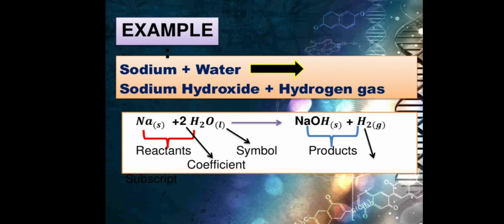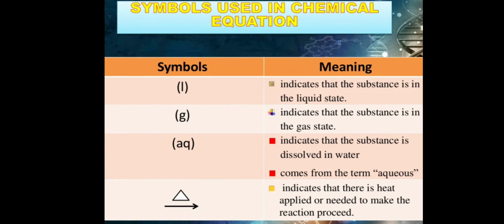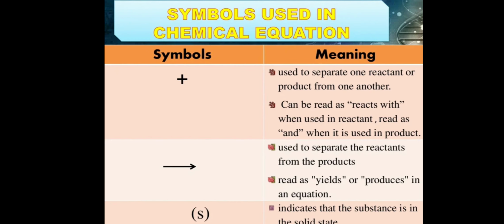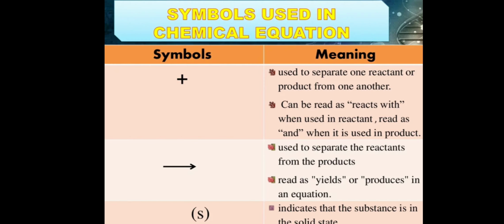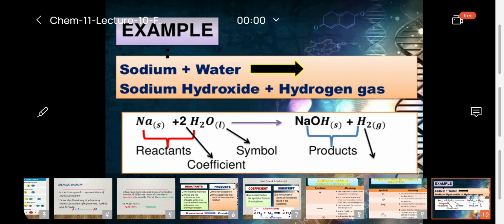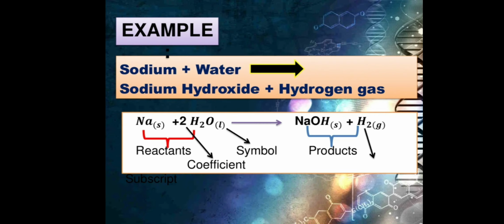Okay, let's proceed. Let's now try an example. Sodium plus water. What will be the product? We have sodium hydroxide plus hydrogen gas. The symbols are being discussed here too. The plus sign is used to mean reacts, and it can be read as "and" or "reacts with." Let's look at everything we have discussed.